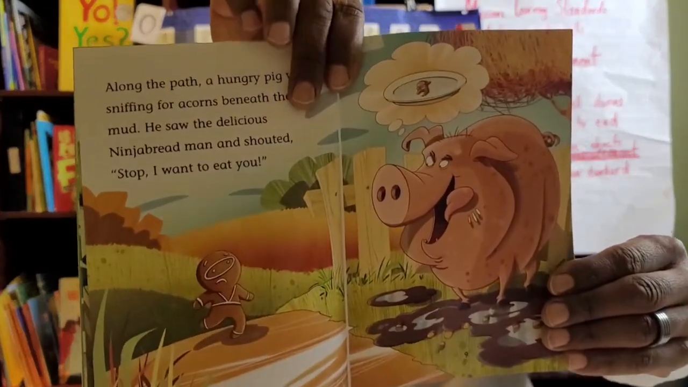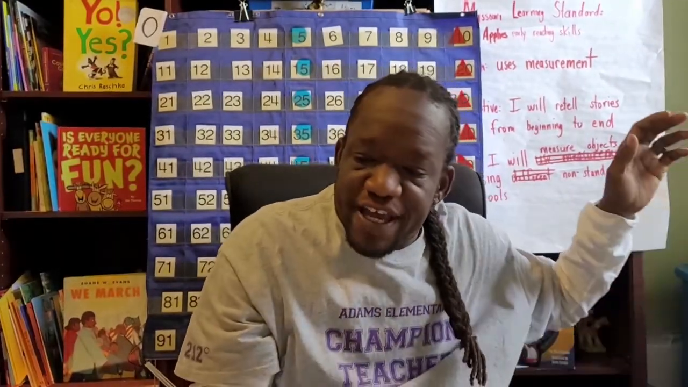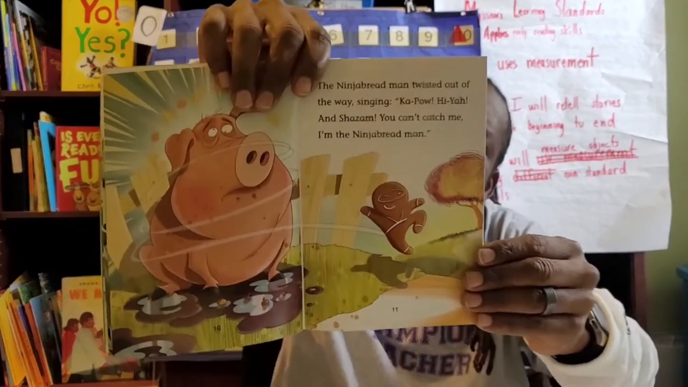Along the path, a hungry pig was sniffing for acorns beneath the mud. He saw the delicious Ninjabread Man and shouted, Oink, oink, oink! Stop! I want to eat you! The Ninjabread Man twisted out of the way, singing, Kapow! Ay-ya! And Shazam! You can't catch me. I'm the Ninjabread Man.